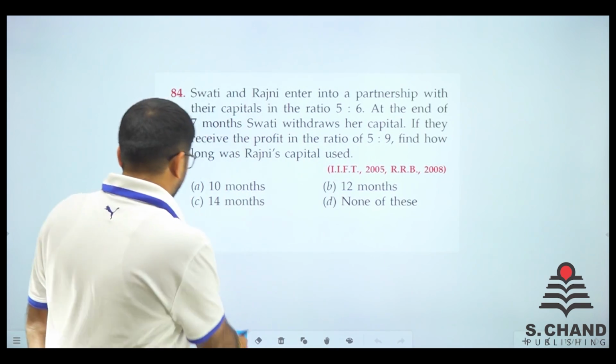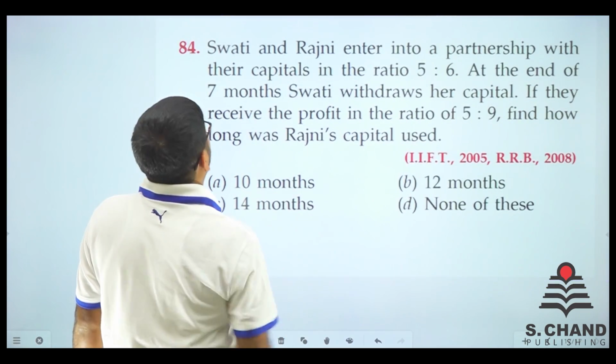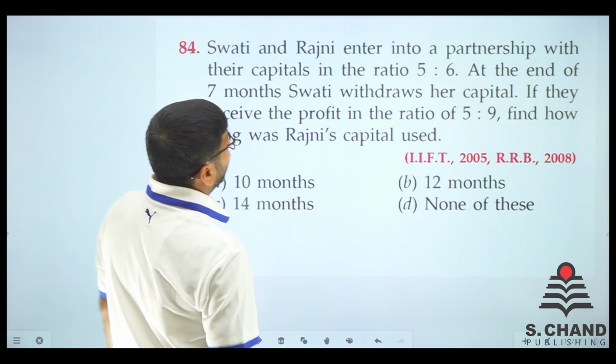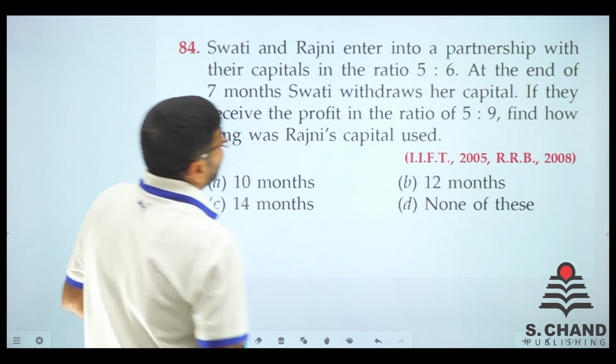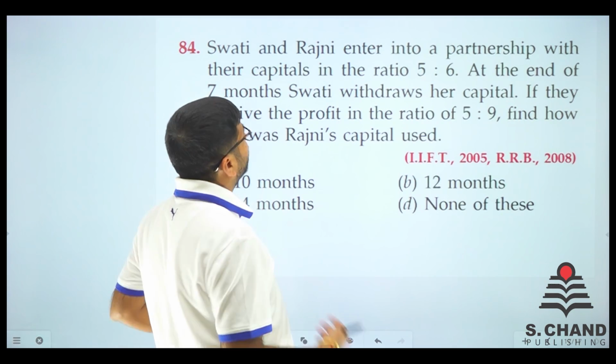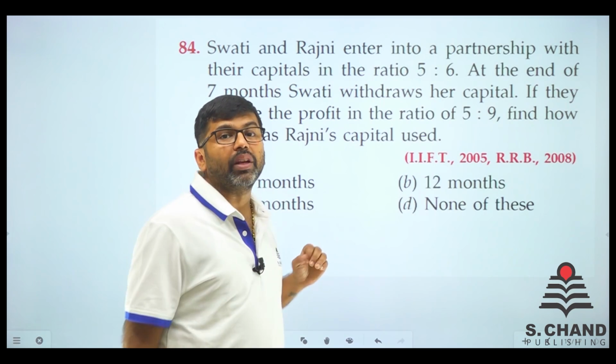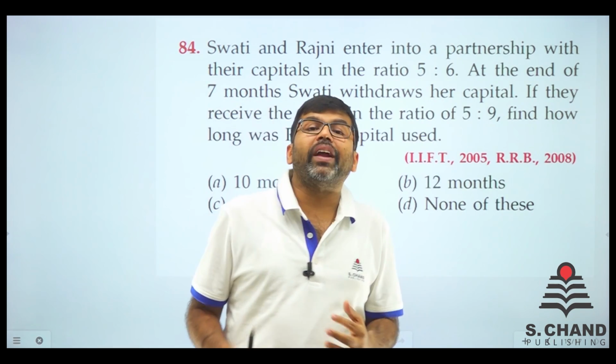Here we go. Question number 84. Swati and Rajni enter into a partnership with their capitals in the ratio of 5:6. At the end of 7 months, Swati withdraws her capital. If they receive the profit in the ratio of 5:9, find how long Rajni's capital was used. Now we need to find out the time.